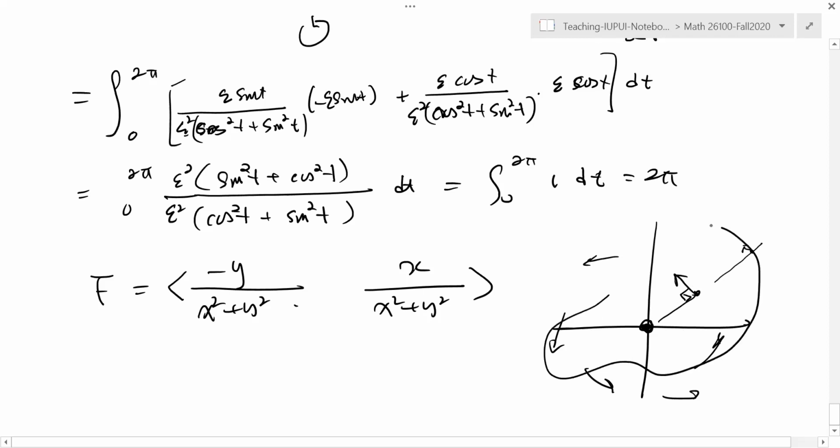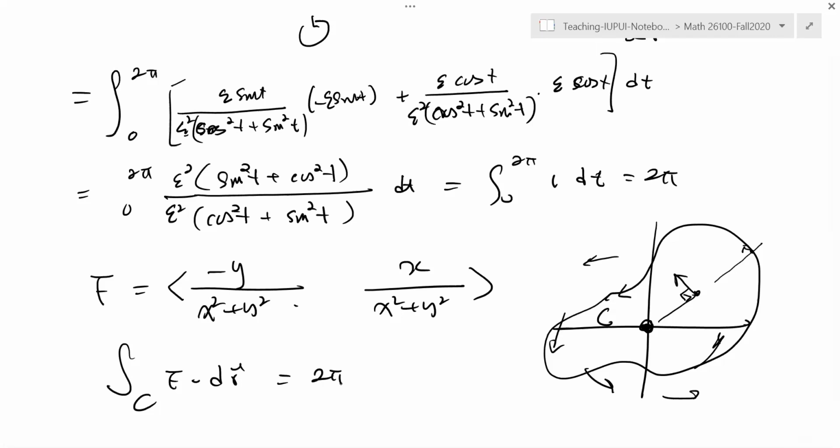So for any closed curve C, this line integral is always equal to pi. It doesn't matter where it's located, as long as it contains the origin, going around. This is an interesting phenomenon. That's what we computed. Okay, so let's stop here.